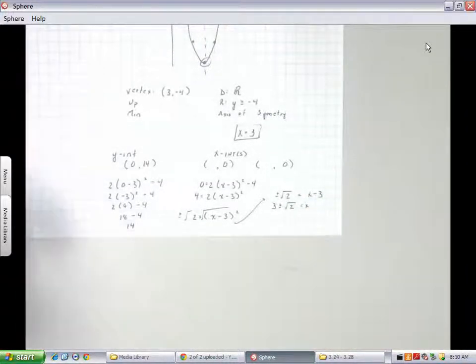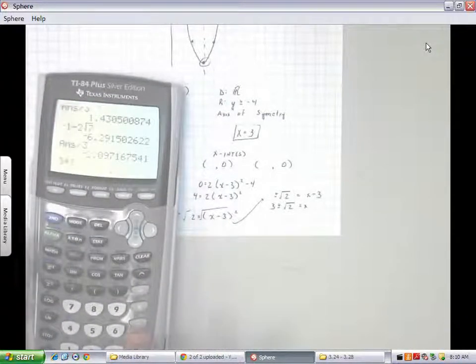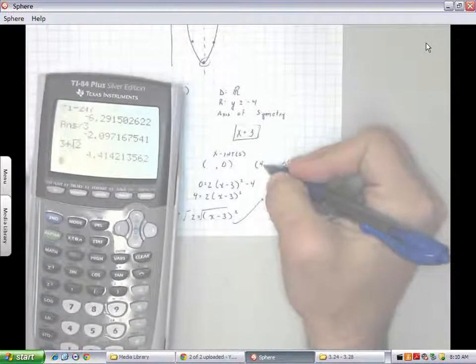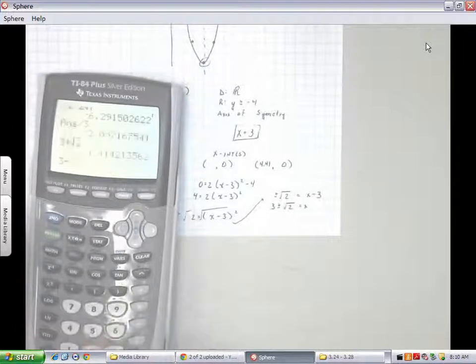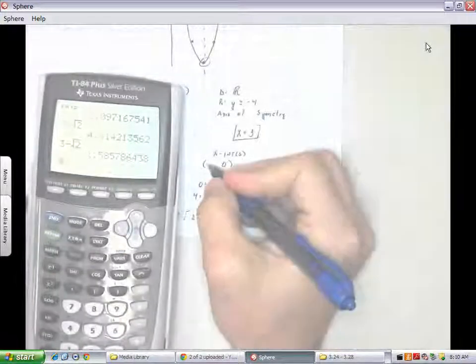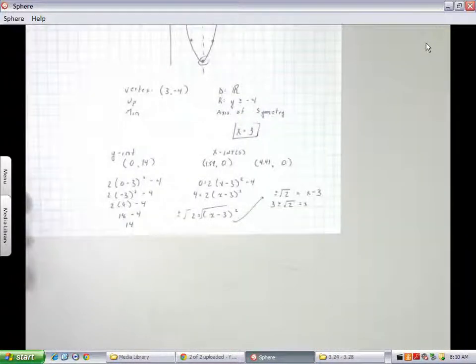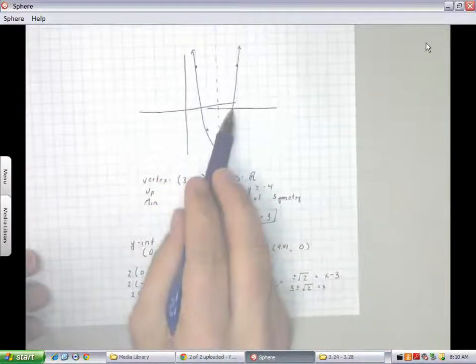Now I'm just going to go to my calculator. Just going to plug in there 3 plus radical 2, which gives me 4.41, and 3 minus radical 2, which gives me 1.59. Looking back at the 2 points, it looks like those are correct.